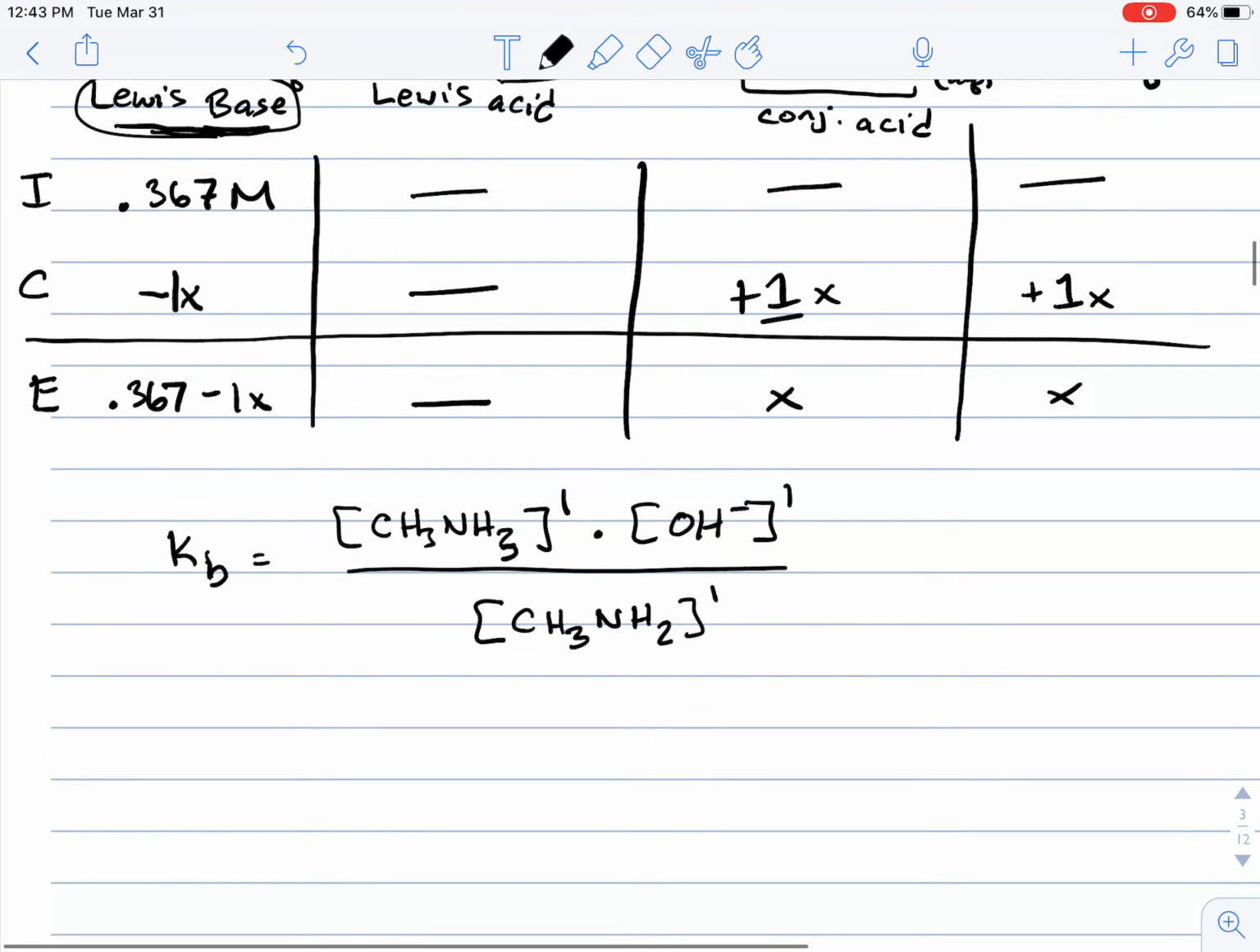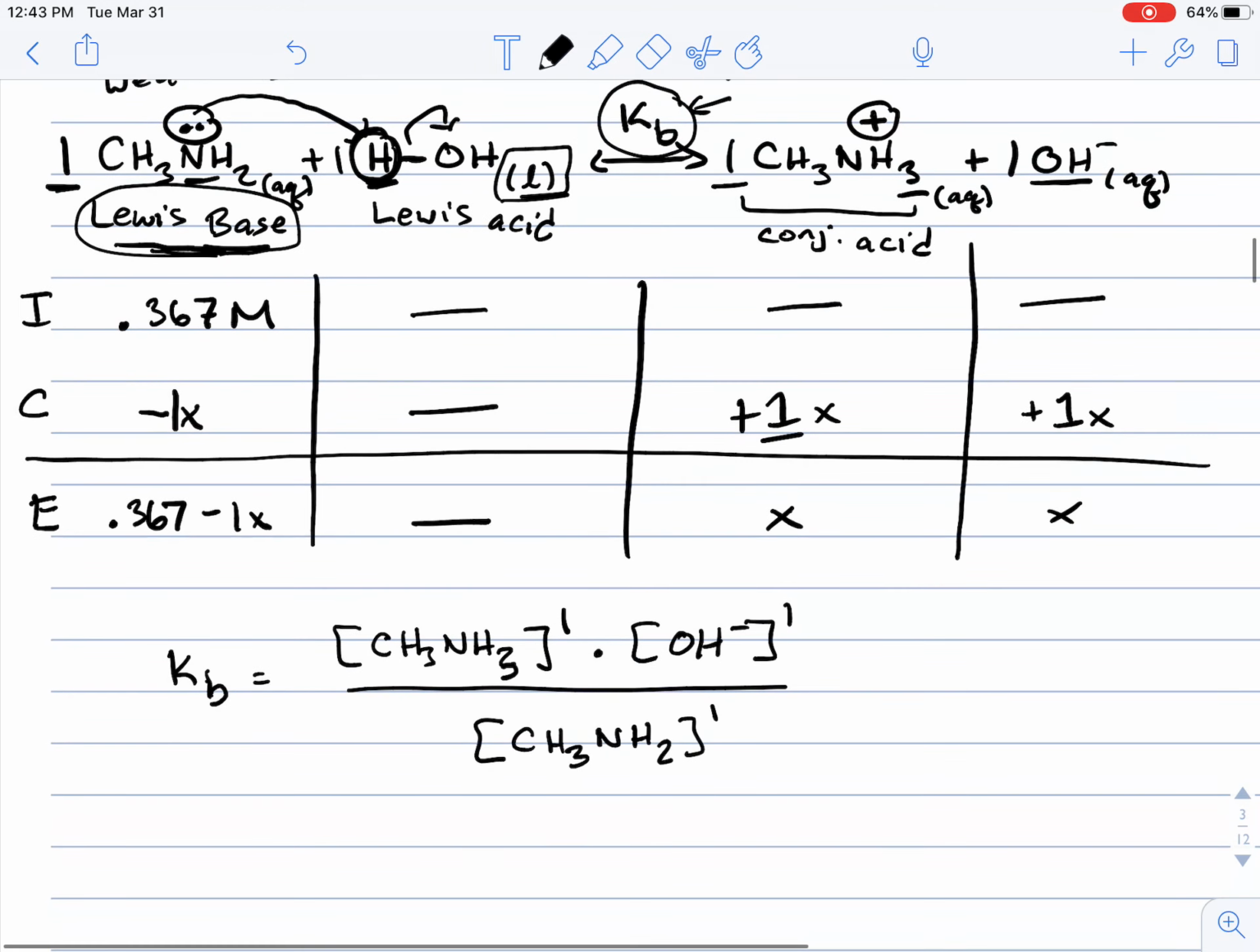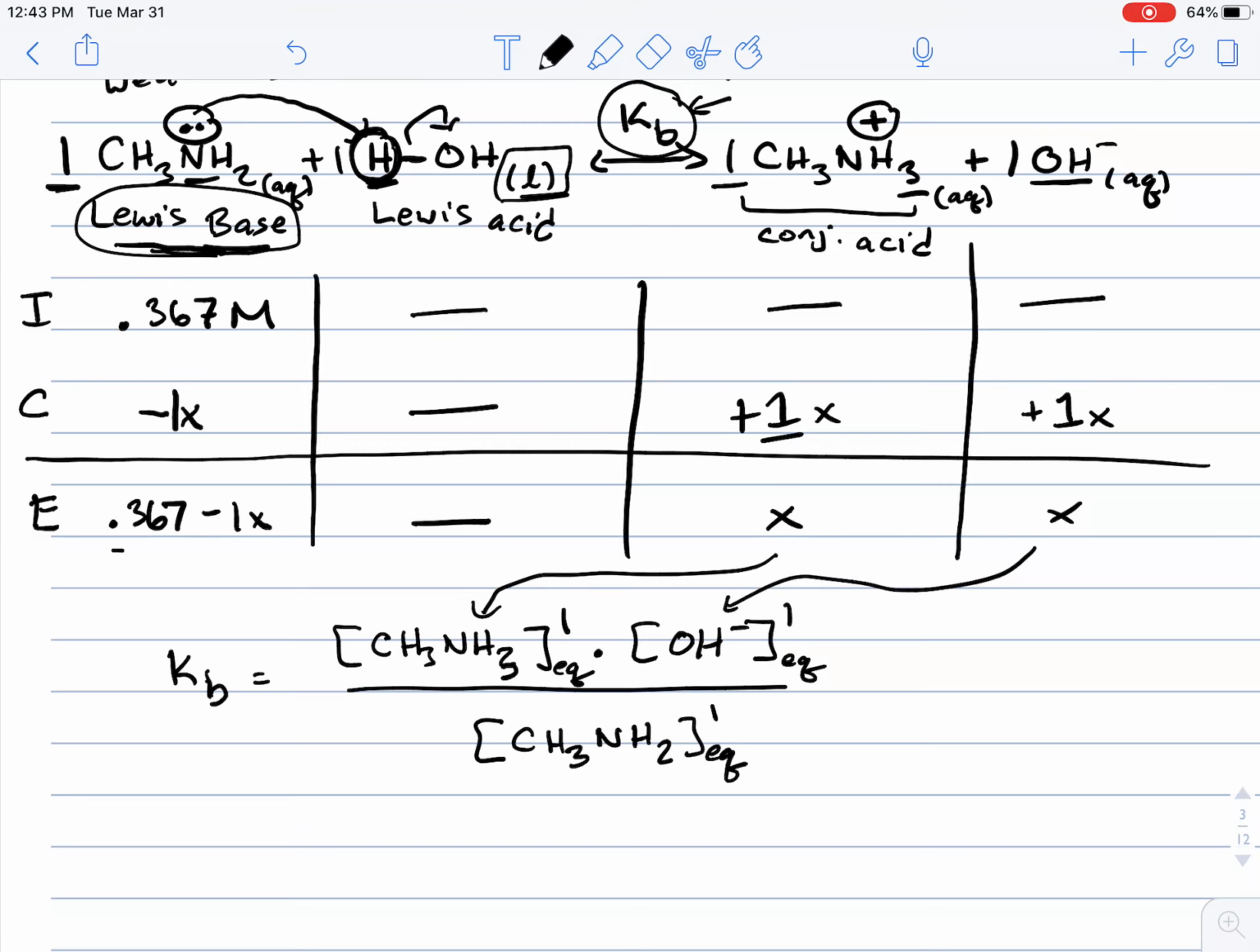And so now that we have our mass action expression, we're just going to plug in everything from our equilibrium. So we're going to plug in all of our equilibrium expressions into their respective place in the mass action expression. And so this is going to be x, this is going to be x, and this whole thing is going to go at the bottom.